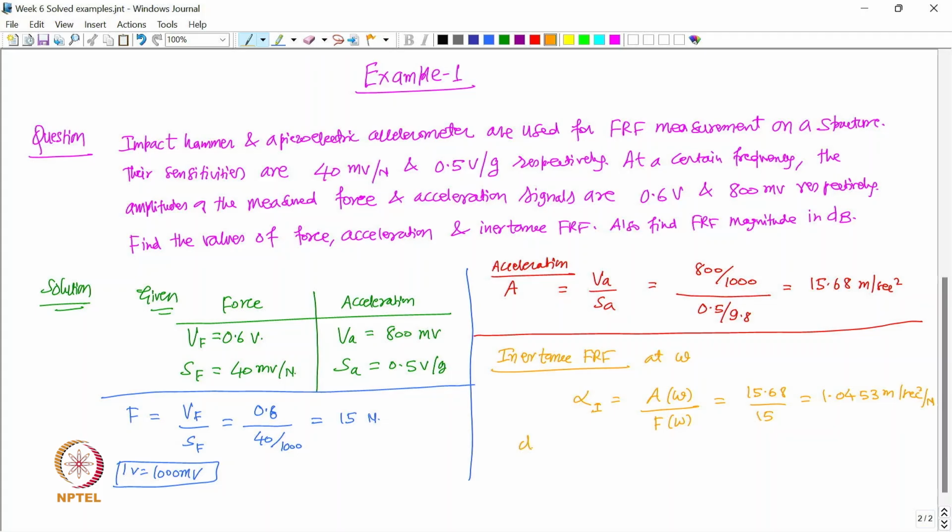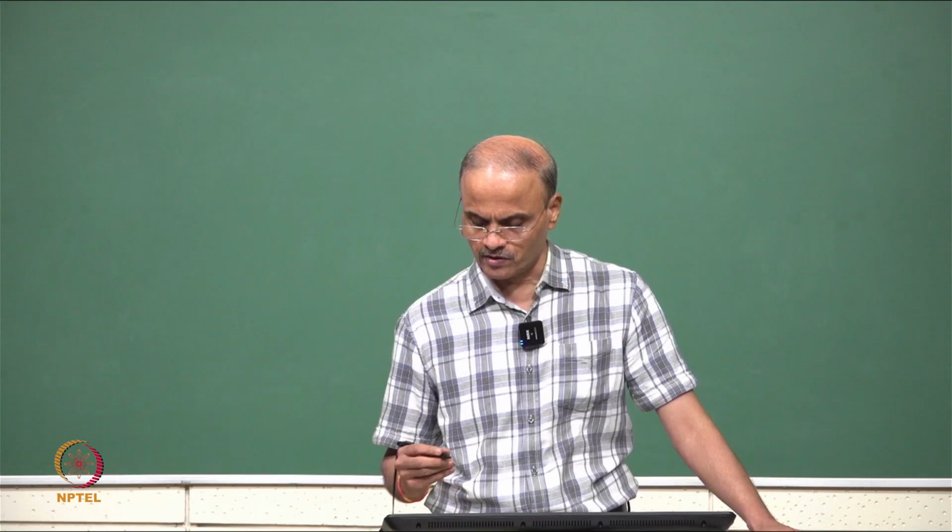Now, if I wish to find it in dB, then I can convert this absolute value into dB, right. The alpha I in dB will be equal to 20 log 10 of alpha I divided by the reference value, which I would take by default as 1. If I compute this quantity, it comes to around 0.3851 dB, right. So, that gives us the FRF in dB. In this way, I think we have completed the solution of example number 1. Let us go to the next page and start with example number 2.